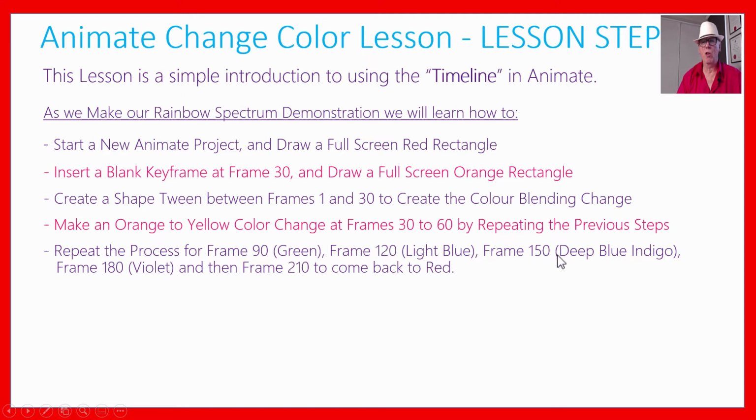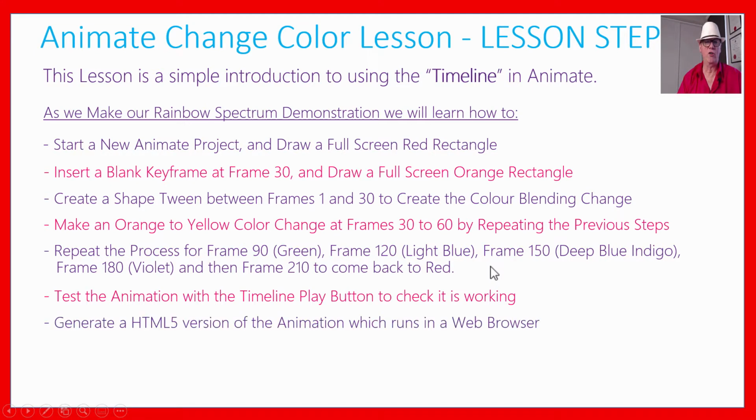Frame 120's light blue, frame 150's indigo, which is that deep blue color, frame 180's violet, and then we also need to come back to the initial red color. So at frame 210, 180 plus 30 makes 210, we're going to come back to red again. We're going to test the animation with the timeline play button, show you how to do that, also show you how to drag the timeline player to test it. And then when it's all working, we can generate an HTML5 version, which will run in a web page on a browser.